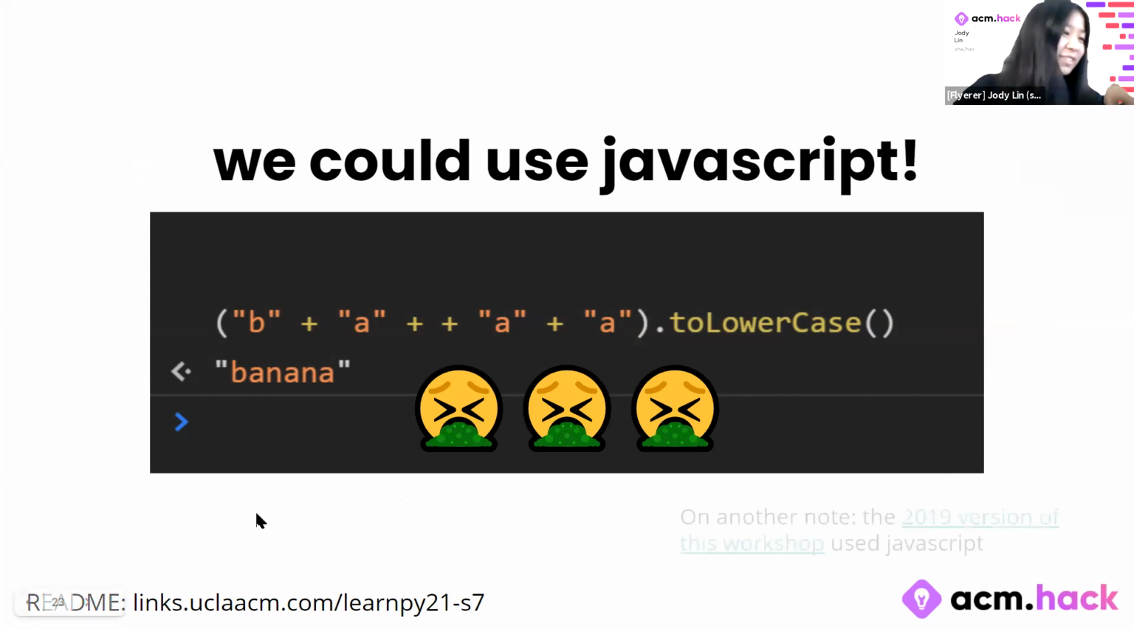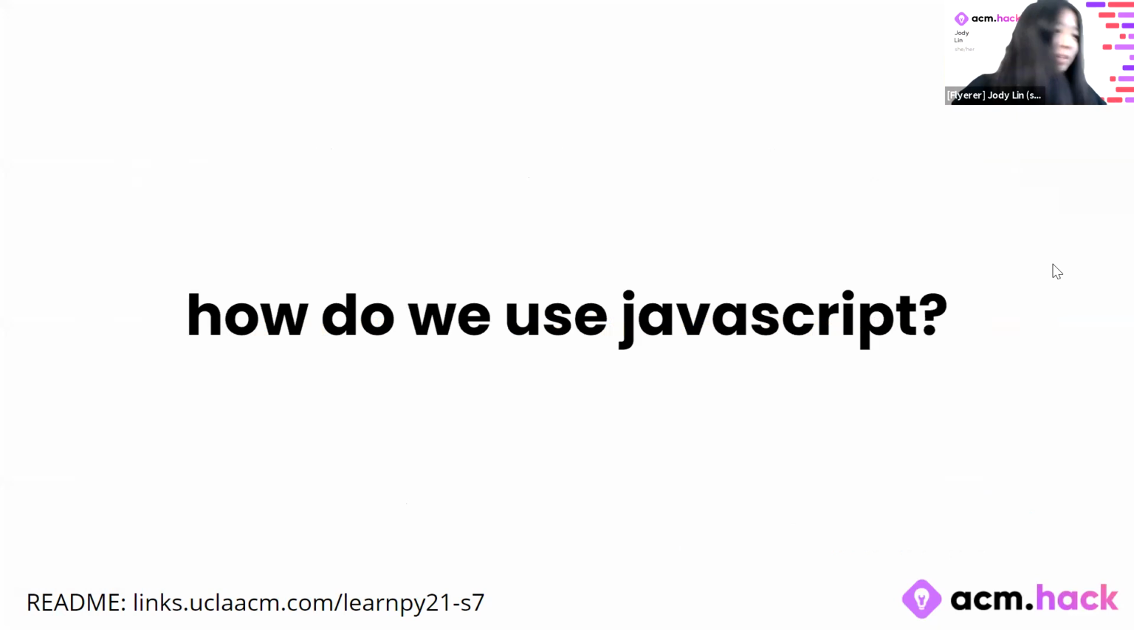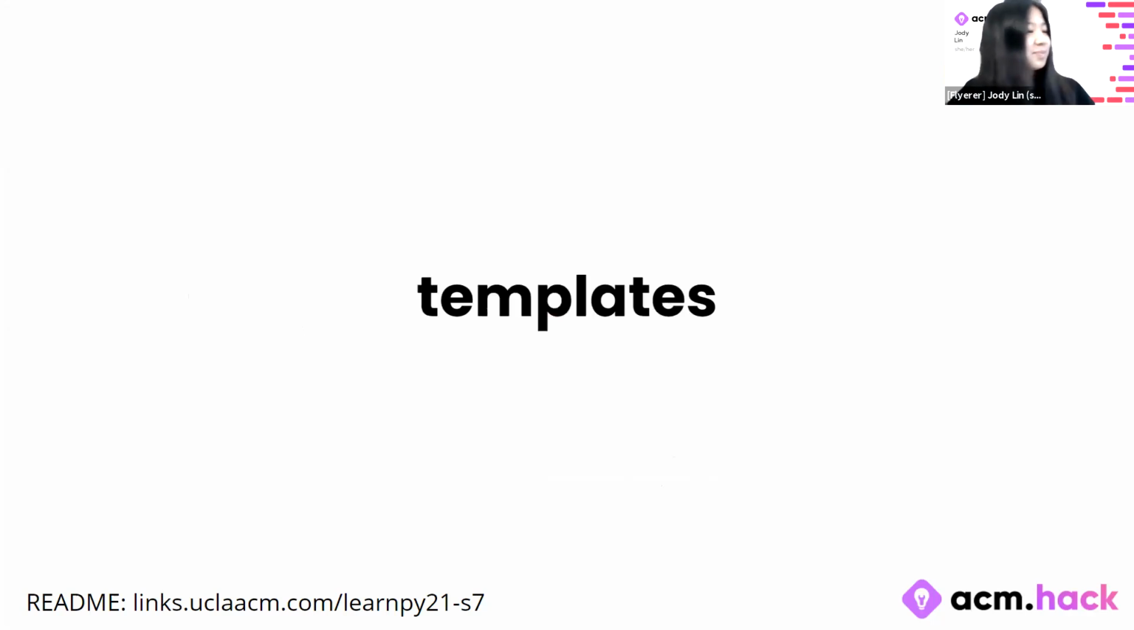On a side note, though, the 2019 version of this workshop actually was done through JavaScript. So if you want to check that out, you can. It's actually pretty cool. But instead of asking yourself, okay, so now I have to learn JavaScript, how do we use JavaScript? You should really be asking yourself, how do we avoid JavaScript? All right. And the answer is Django templating. So we're moving on to the next conceptual portion of our workshop.